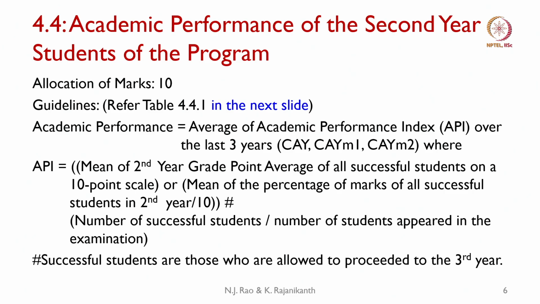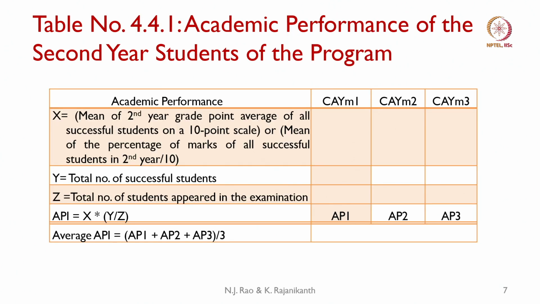So, this is 4.4, academic performance of the second year students of the program. This is the table interpreted in the same way. X is the mean grade point average or mean percentage divided by 10. Y is the total number of successful students. Again, successful means those who are allowed to go to the third year.